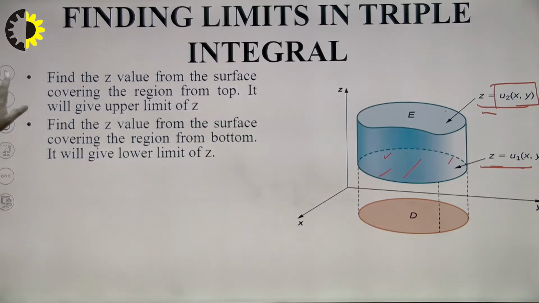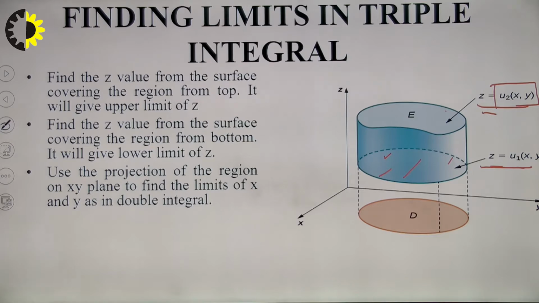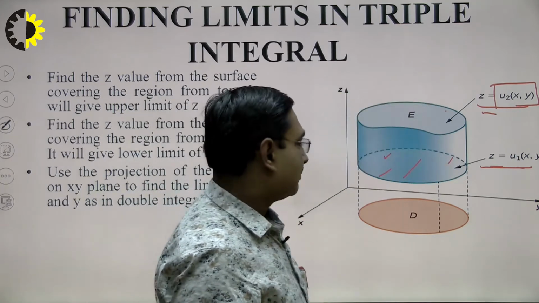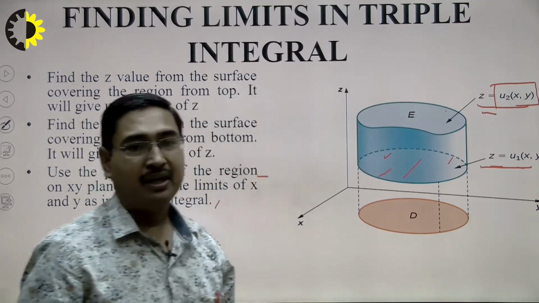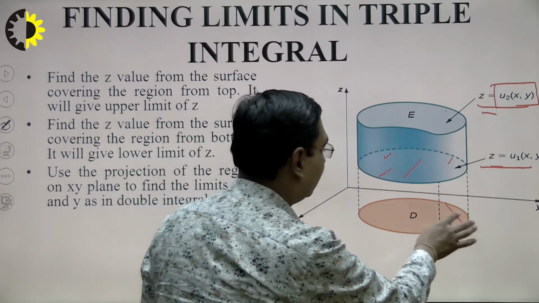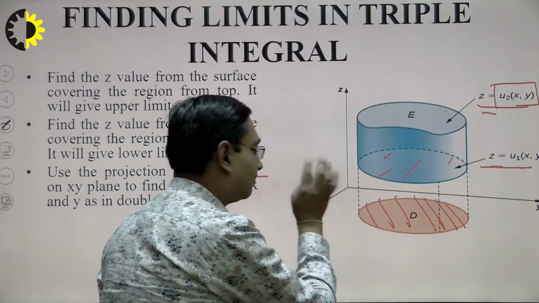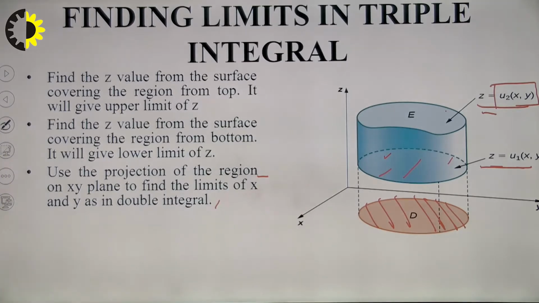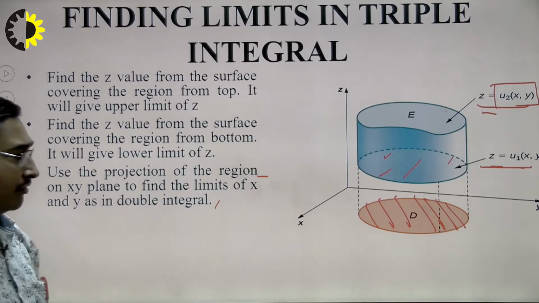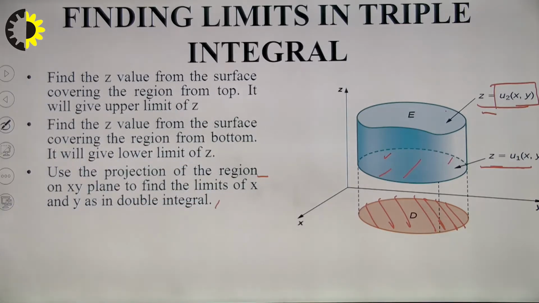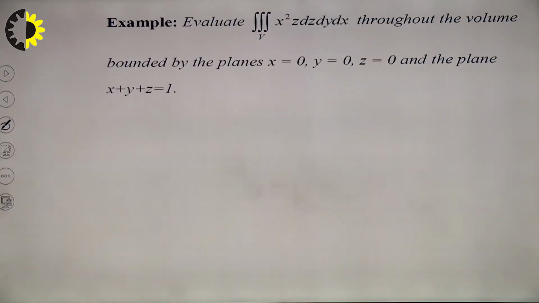Now to find the limits of x and y, use the projection of the region on the xy plane, as we find limits in a double integral. Thus what will we do? We will take its projection or shadow on the xy plane. Its shadow will be something like this. Now this region D is a region in the xy plane. We shall find the limits of x and y as we find limits in a double integral, and applying those limits, the limits of the triple integral will be calculated.